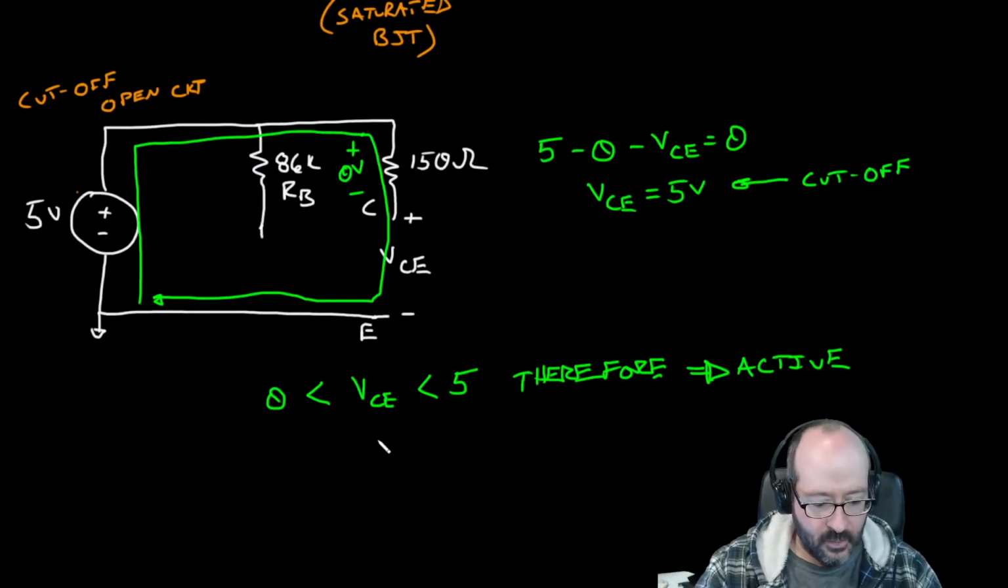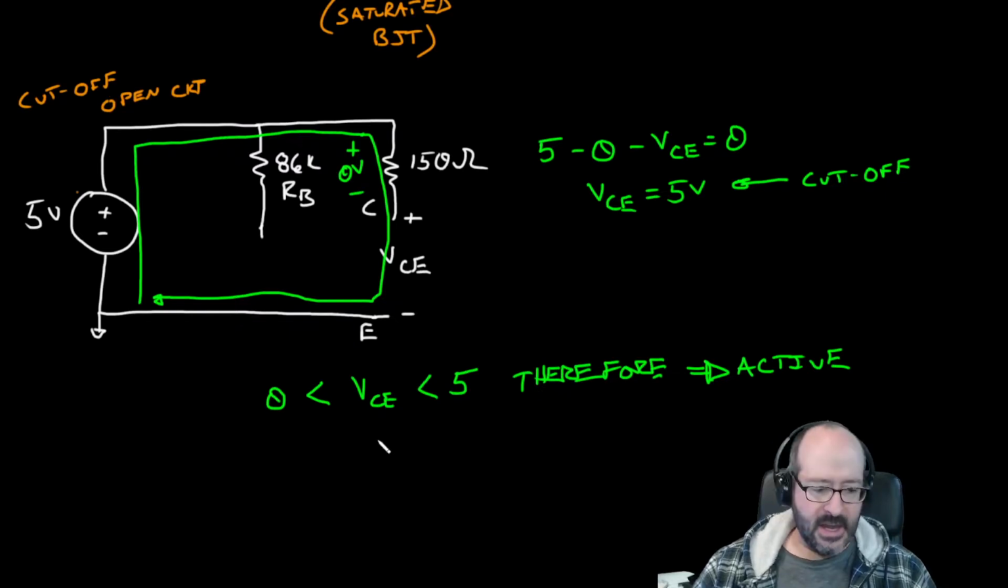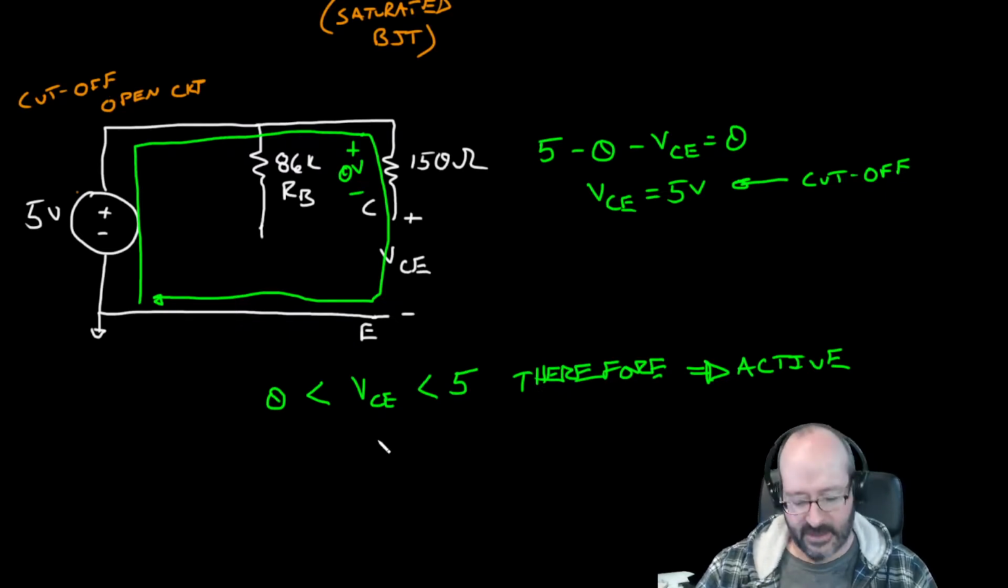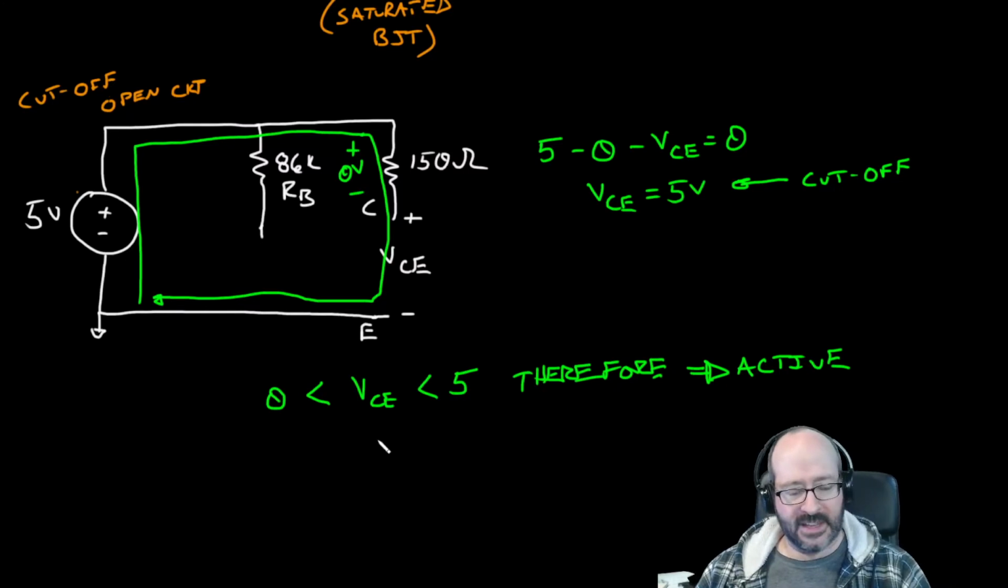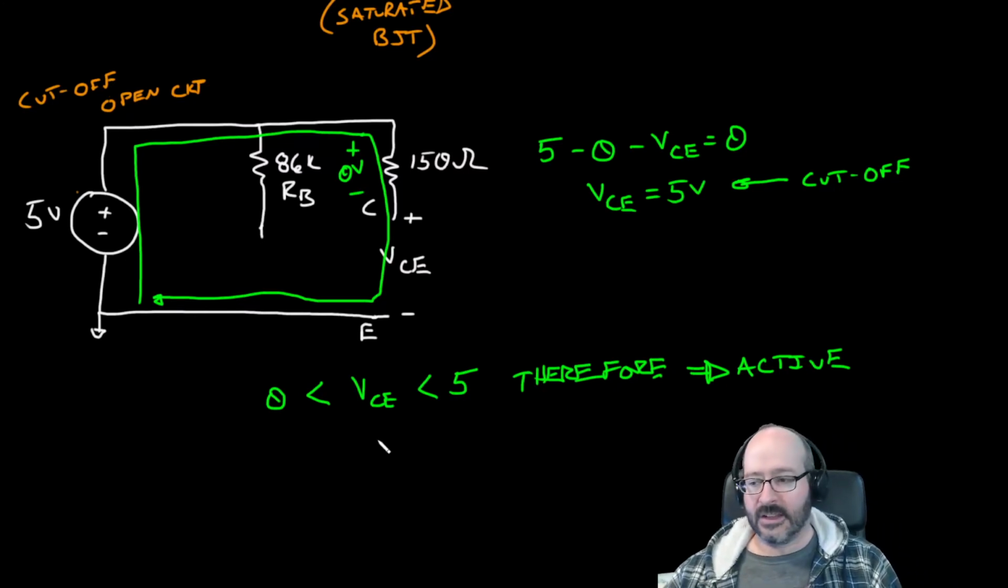Where are we going to go from here? I'm excited. I think I've got to mess it up. I think I've got to move us out of the active region, because that's going to happen a lot. So let's look at an example of a circuit that's operating in a different region in the next video. I'm excited. I hope you are.